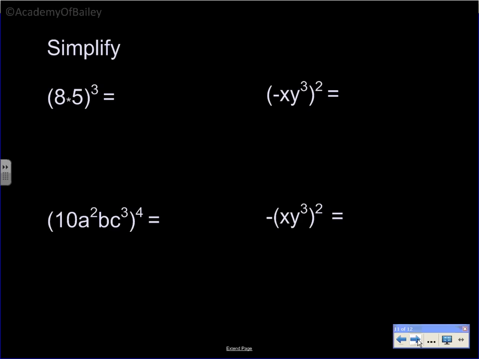So let's look here. Let's see if you can go ahead and do these 4 examples. Try and do these 4 examples.